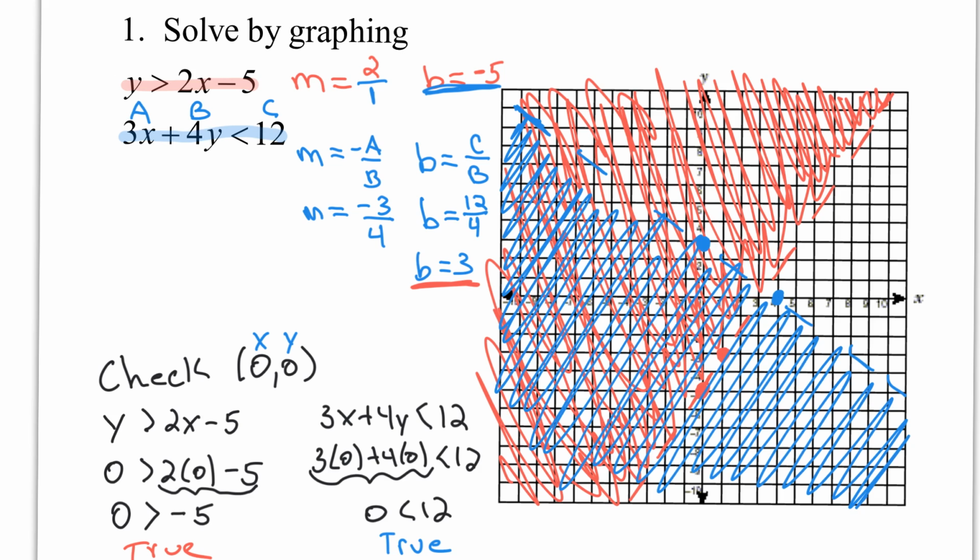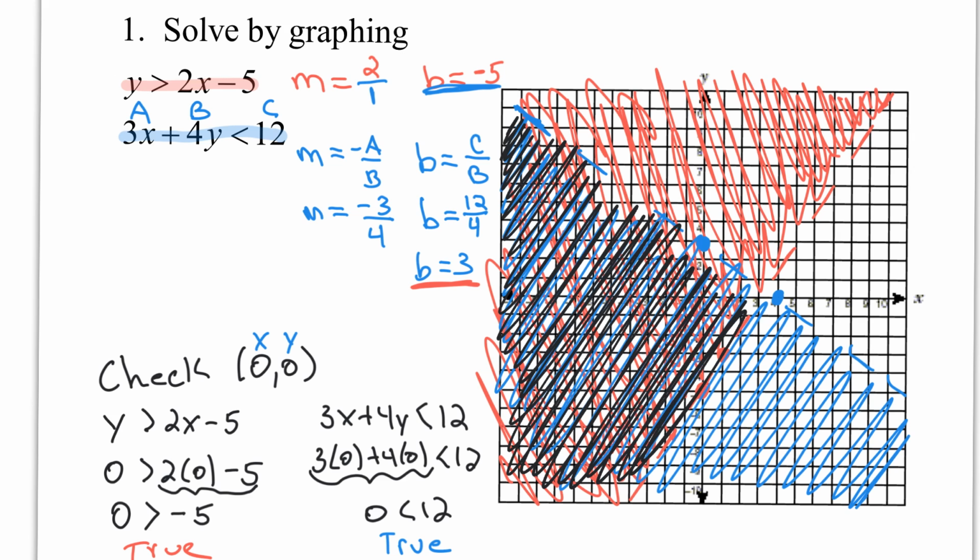Notice we have two different colors, red and blue. Your solution is where the red and the blue overlap, where you see the two colors in the same place. So for example, up here, all of this here, there's red, no blue. Down here, there's blue, no red. Right here, all of this area is where the two colors overlap. I'm going to use a black color right here just to explain this. All of this right here is your solution.